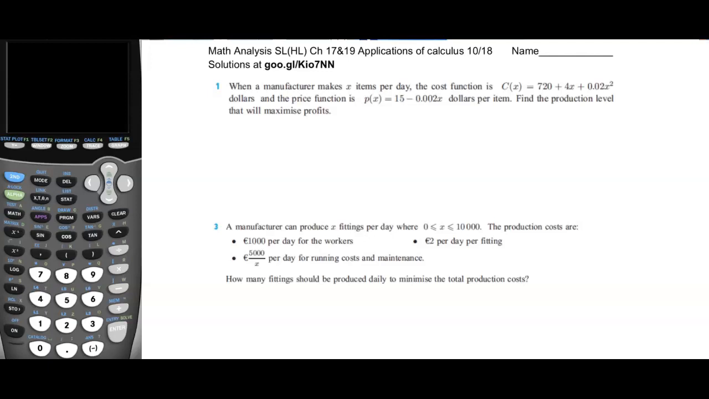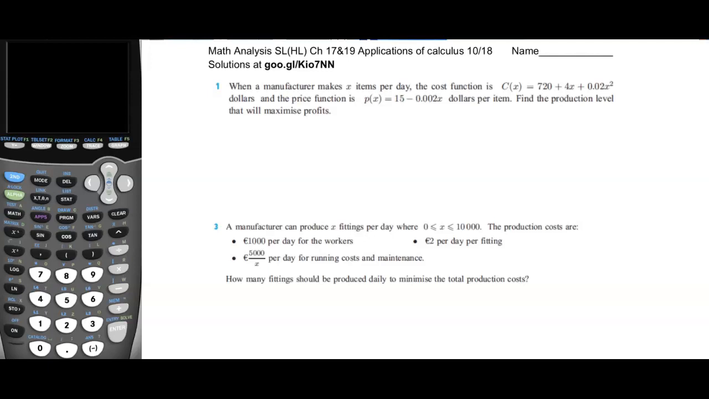Page 10 of Applications of Calculus. Number 1: when a manufacturer makes X items per day, the cost function is C of X equals 720 plus some expression in dollars, and the price function is some expression per item. Find the production level that will maximize profits.